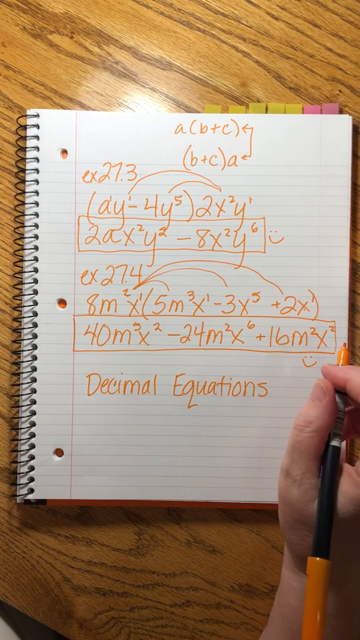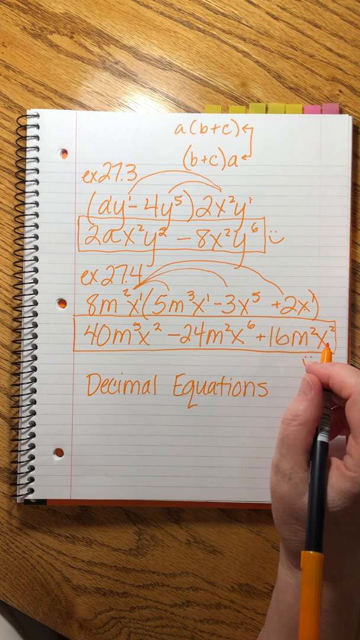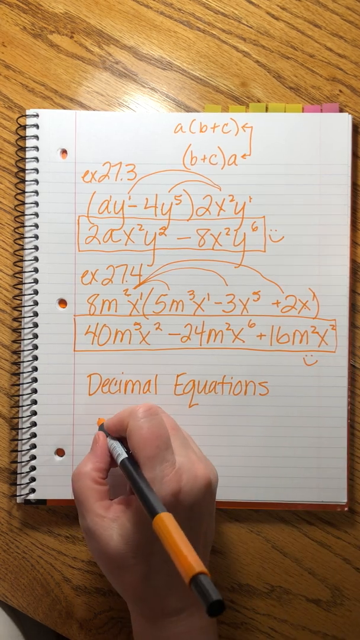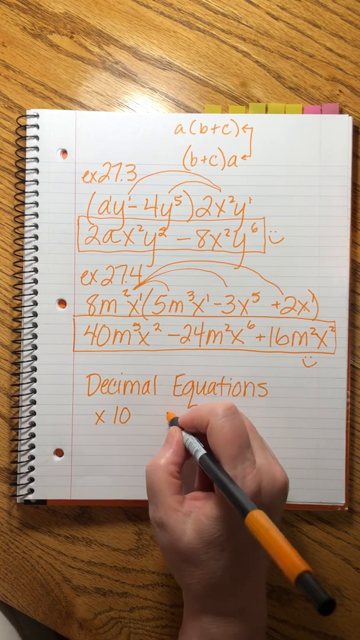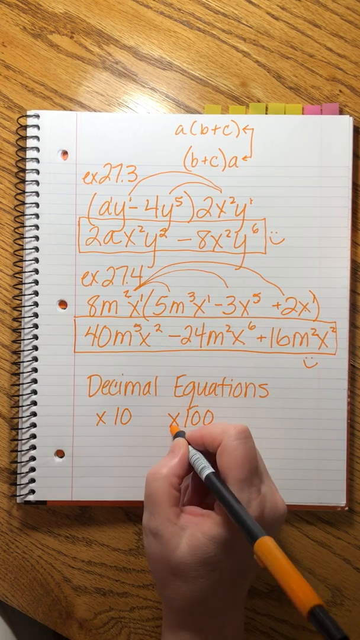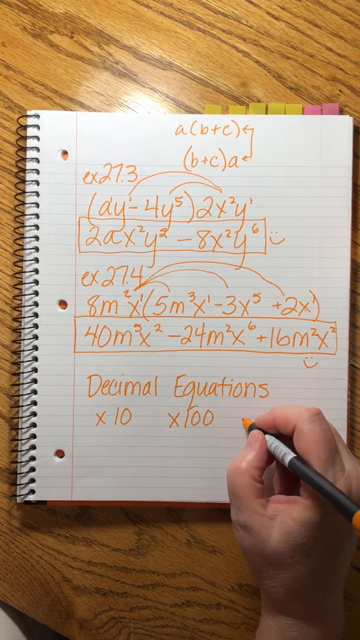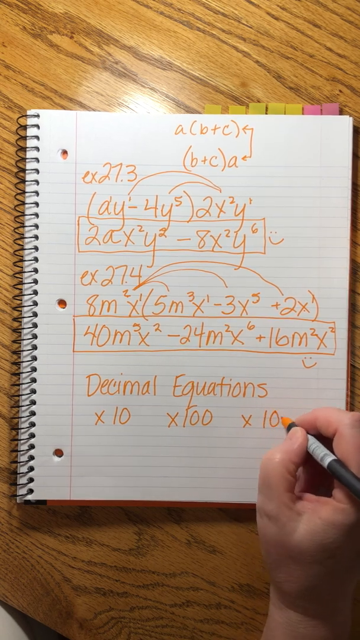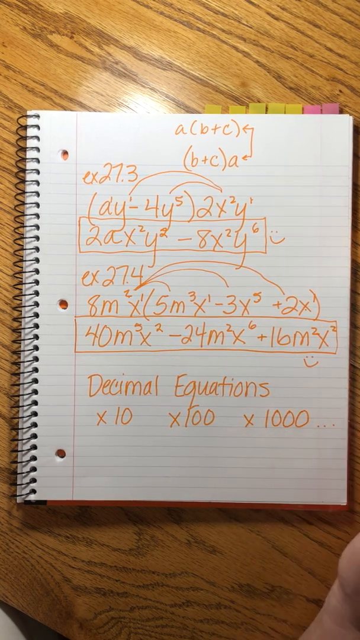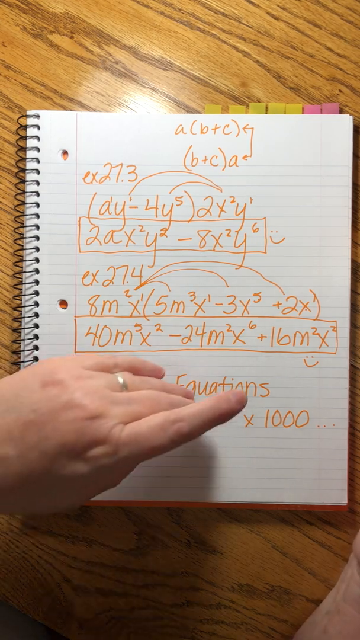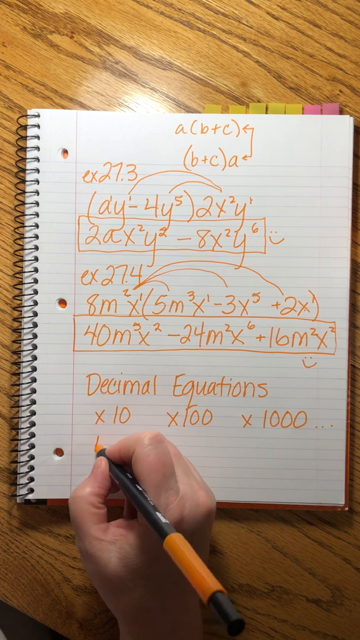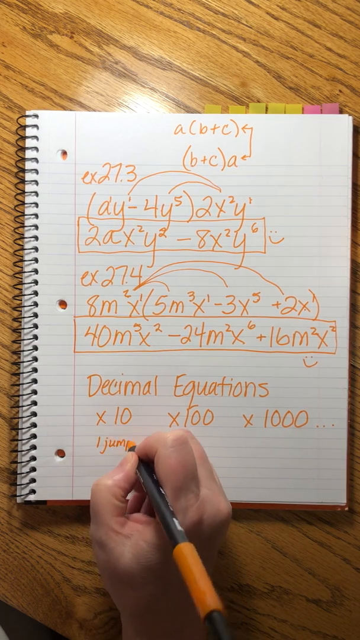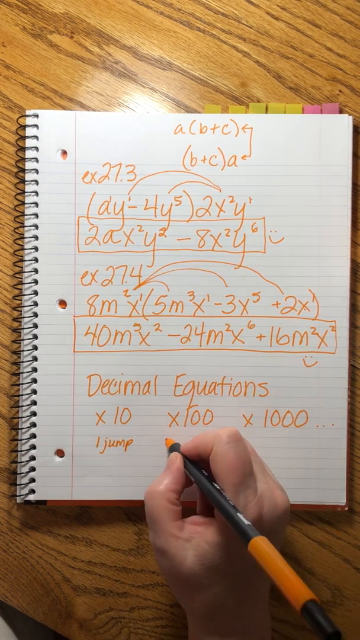When we want to make decimals disappear, we multiply by 10 or 100. This x stands for multiplying, right? It's a multiplying type x. Or 1,000 or whatever we need. What we're doing is multiplying each term in the equation by that. What this does is it gives us one jump to make our decimals go away.